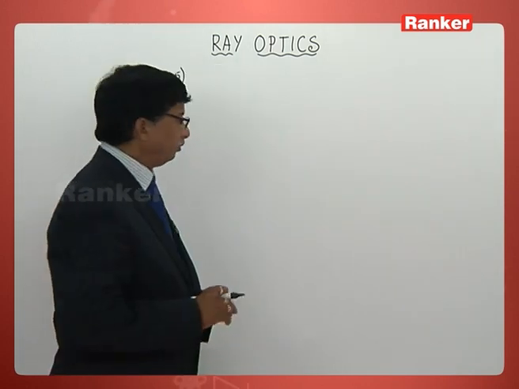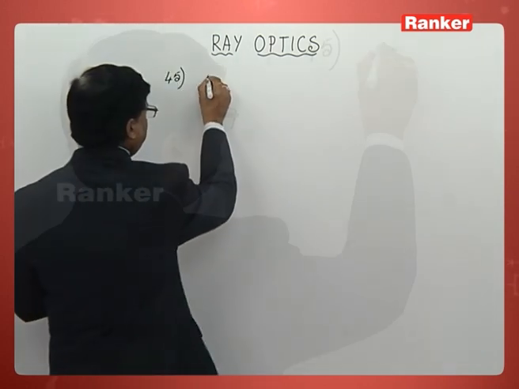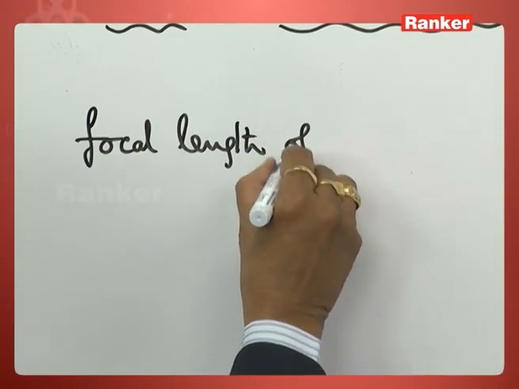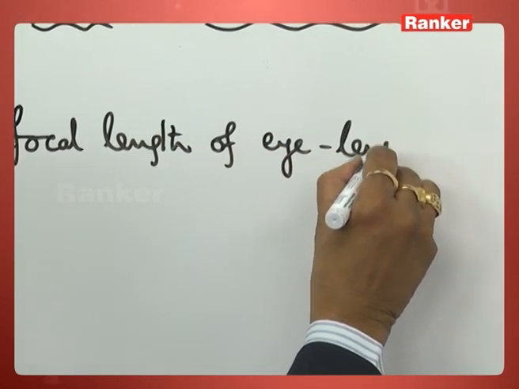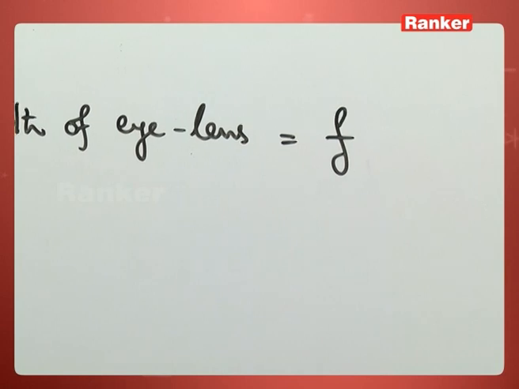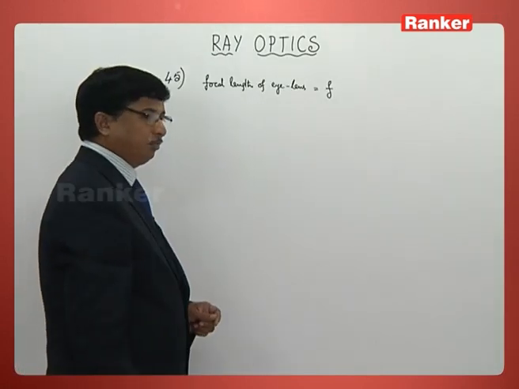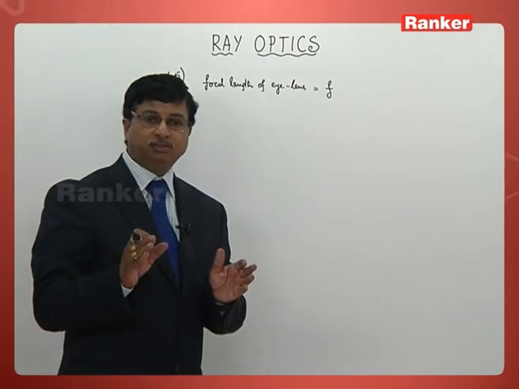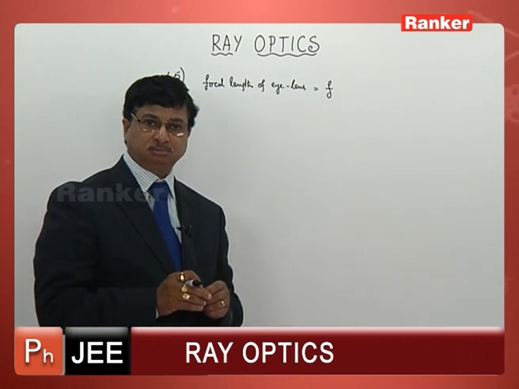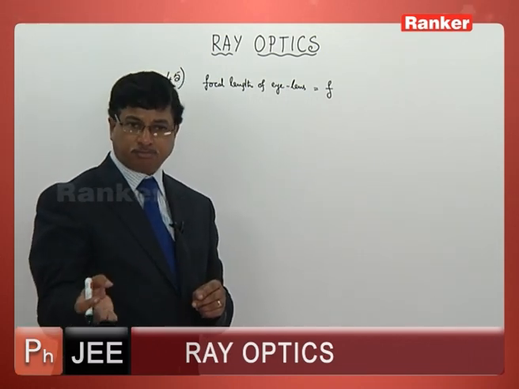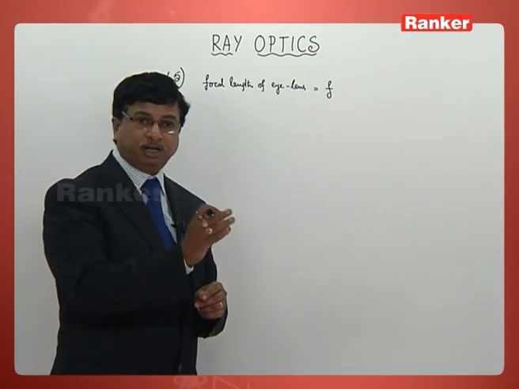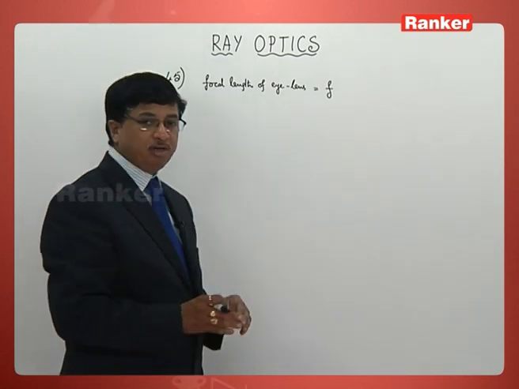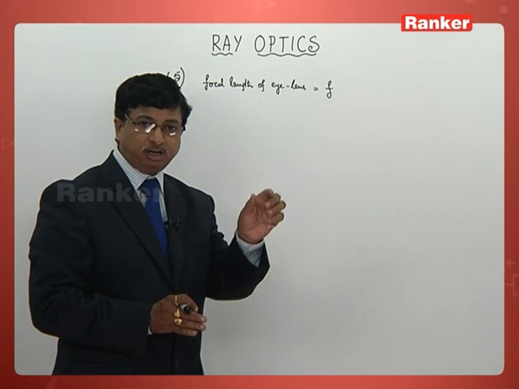Focal length of eyelens, you can write directly this way: focal length of eyelens. Just recollect once again, in the case of Huygens eyepiece, field lens and eyelens differ in their focal lengths in the ratio 3:1. If focal length of eyelens is f, focal length of field lens will be 3f. But here he is asking eyelens only, therefore I have written it as f.